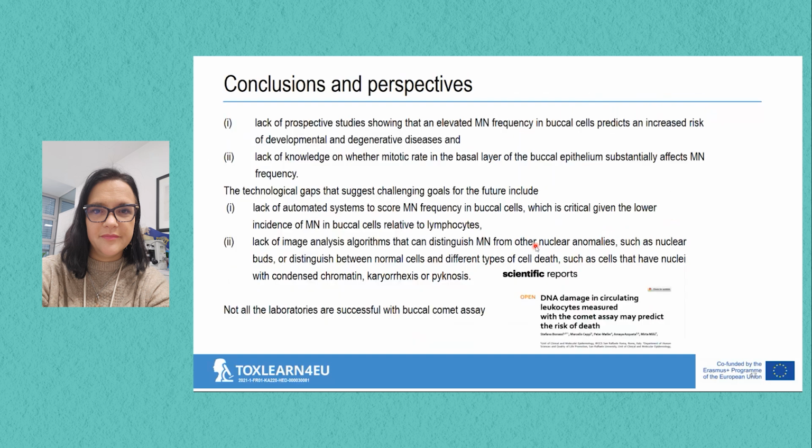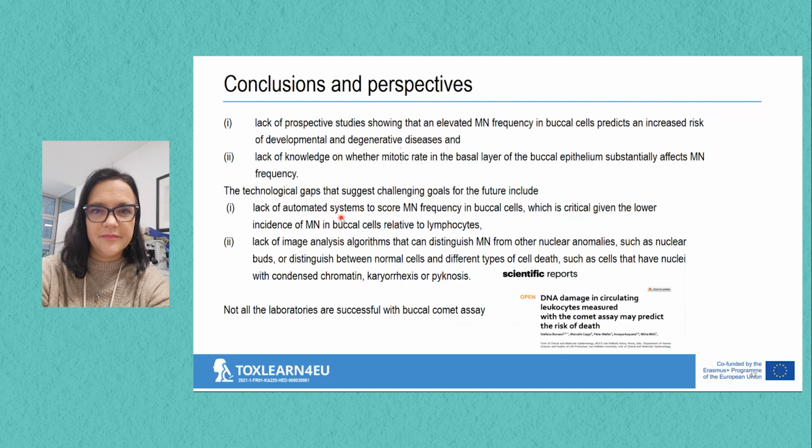So, in conclusion and perspectives of those two assays, there is still a lack of prospective studies that can show the elevated levels of micronucleus frequency in buccal cells and how this can predict an increased risk of developing degenerative diseases. There is also a lack of knowledge of what the basal cells and the mitotic rate in basal cells can do to the levels of DNA damage detected as the micronucleus frequency.